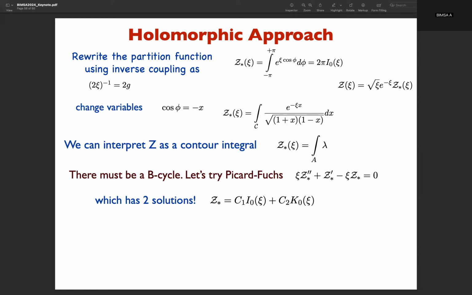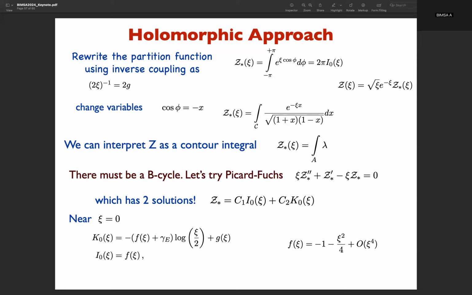And then the B cycle will be found by solving the Picard-Fuchs equation. You can just check that if you apply this differential operator, c times the second derivative plus the first derivative minus c, to that integrand, you get a total derivative. Therefore, if you integrate over a closed path, you get 0. This is the differential equation. It has two solutions: when there's I0, there's also K0, the Bessel functions. If you look at the expansion, as we've seen before, I0 is holomorphic, so it behaves like that, and K0 has a logarithmic branch.